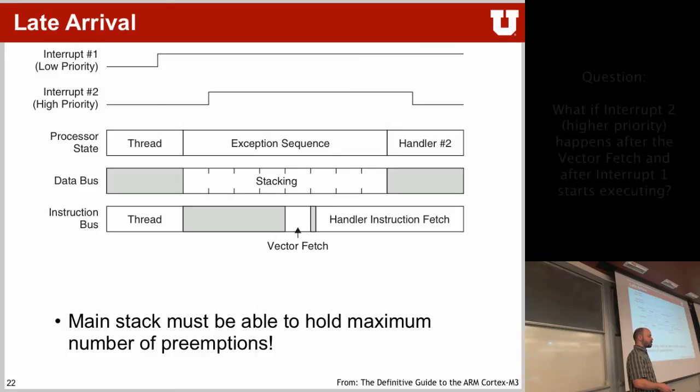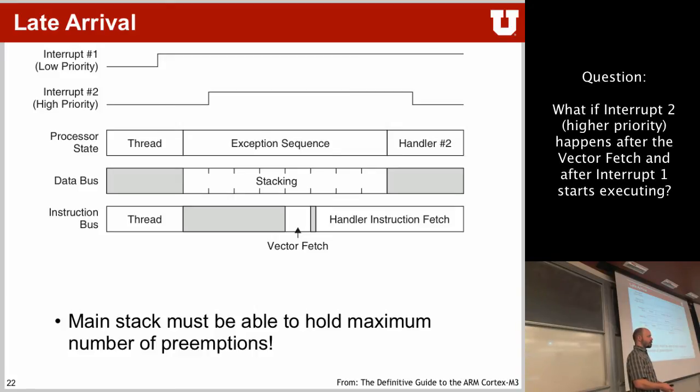Yes? I can't understand. What's the difference between before vector fetch and after that? After the vector fetch, then you fetched already the vector. You know where you're jumping to. So if this interrupt happens after vector fetch, we will have the next case, which is preemption. Because now you basically started executing the interrupt handler of the lower priority.